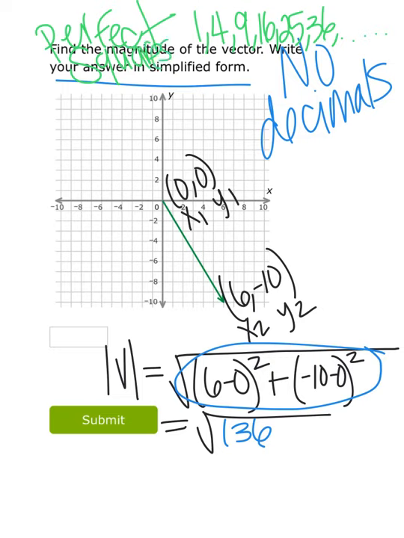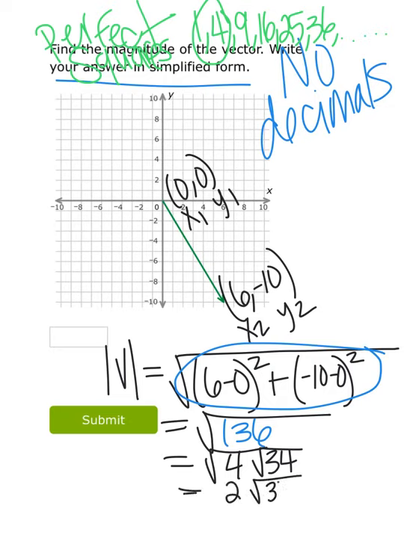So out of these numbers up here, I know that 136 is divisible by 4. So I can break this up into the square root of 4 times the square root of 34, because 4 times 34 is 136. And then one step further, I know the square root of 4 is 2, and then I would just leave the square root of 34 as is, because the only factors of 34 are 2 and 17, and neither one of those numbers are perfect squares. So my final answer would be 2 times the square root of 34.